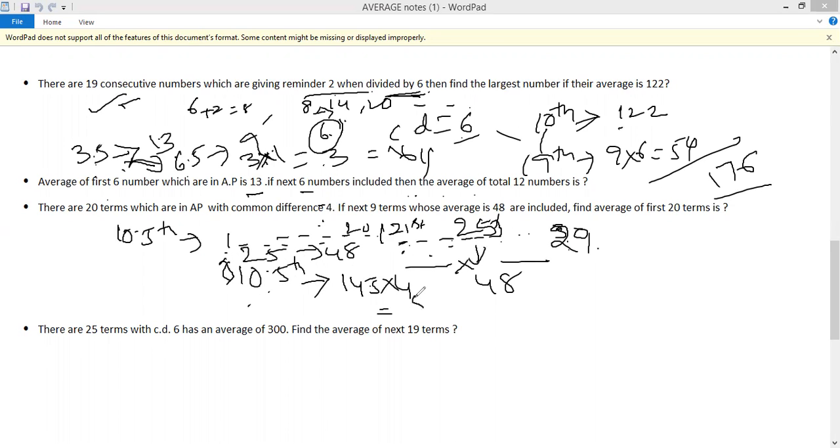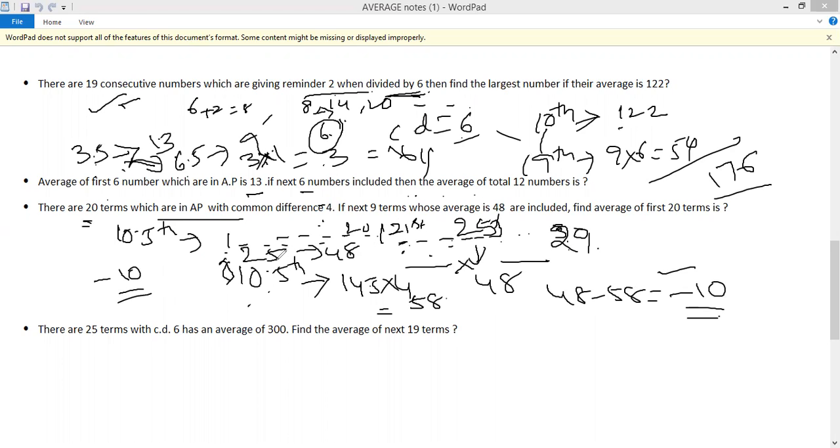So how much total? 58. 58 less. 48 minus 58 is how much? Minus 10. So the average is what? Minus 10. The first 20 numbers' average is minus 10. Right? No problem. Minus also will come.